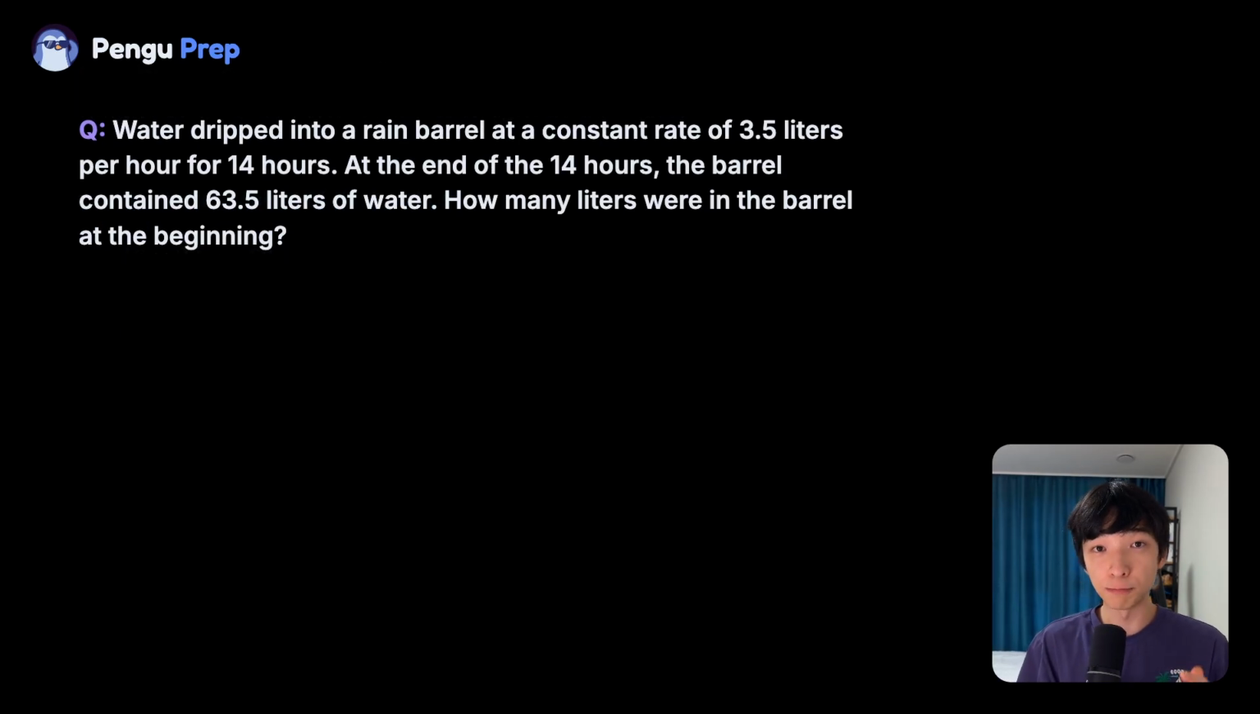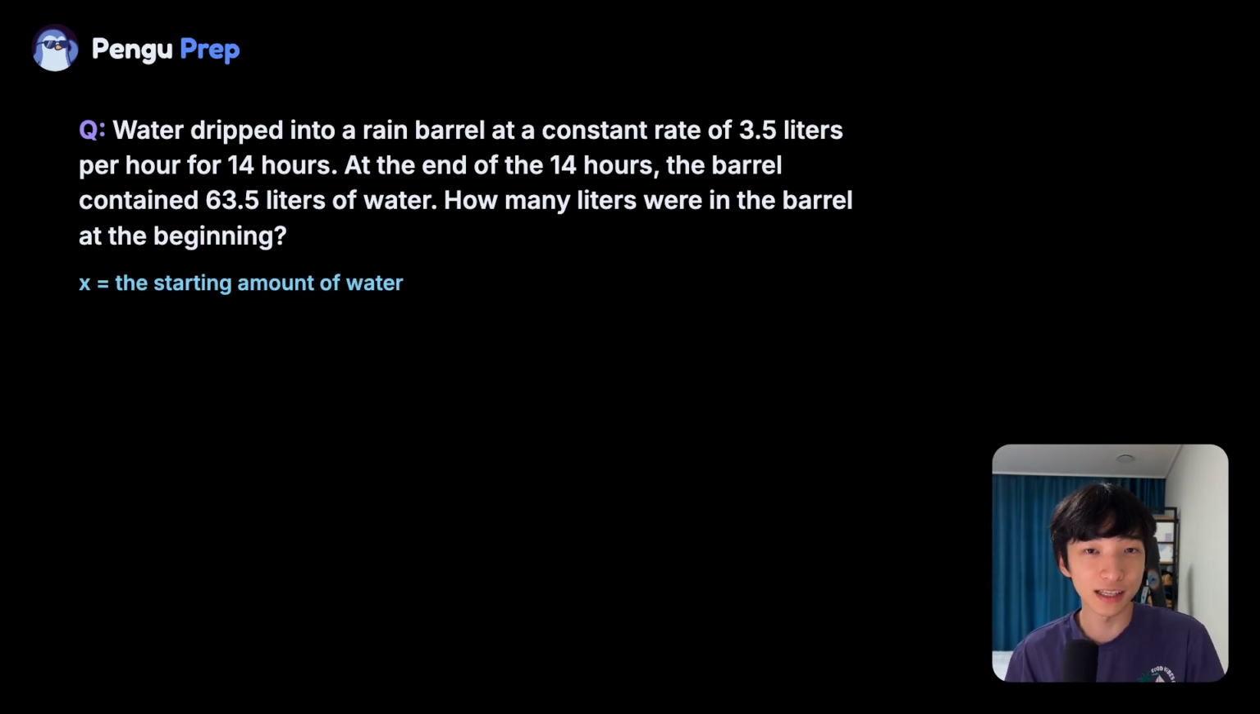Here's a very similar problem. Pause the video and try it yourself. Done? What are we trying to find? We're trying to find the initial amount of water inside the barrel. We can set that as x, and we can create a linear equation based on the fact that the initial amount plus the change equals the final amount.